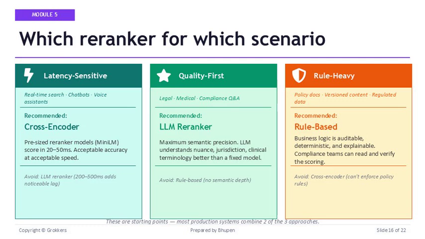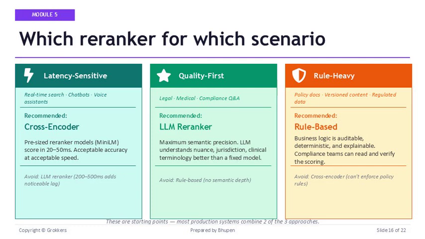Scenario 2. Legal research, medical Q&A, compliance systems. Wrong answers have real consequences. Use an LLM Reranker. The extra latency is worth it because the LLM understands jurisdiction, clinical terminology, and nuance that fixed models miss. Scenario 3. You are dealing with policy documents, versioned content, regulated data. Use rule-based reranking. It is auditable, deterministic, and your compliance team can literally read the scoring logic. No black box to explain.